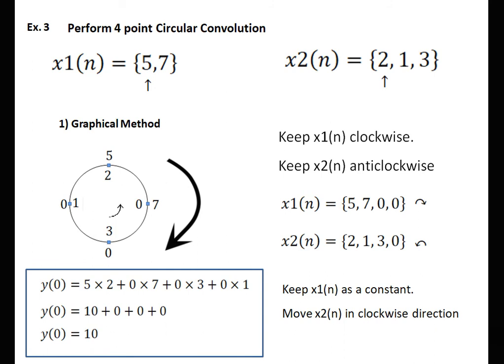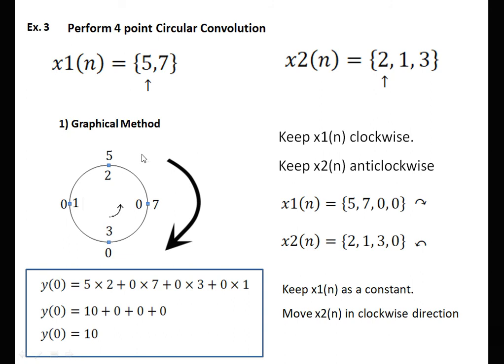Last problem. Perform the 4-point circular convolution. So when the question comes like 4-point circular convolution, it means we want that our length of the signal should be 4. So here the length of the signal is 2 and here the length of the signal is 3. So we require to append that particular number of zeros. So in the x1 signal we are appending 2 zeros, and in the second signal we are appending 1 zero to make the length 4.